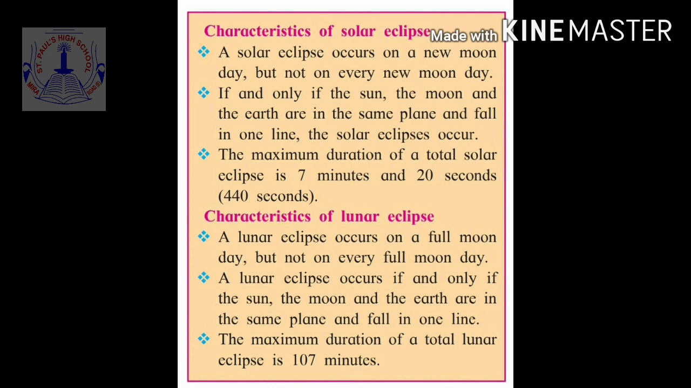Characteristics of lunar eclipse. A lunar eclipse occurs on a full moon day but not on every full moon day. A lunar eclipse occurs if and only if the sun, the moon and the earth are in the same plane and fall in one line. The maximum duration of total lunar eclipse is 107 minutes.